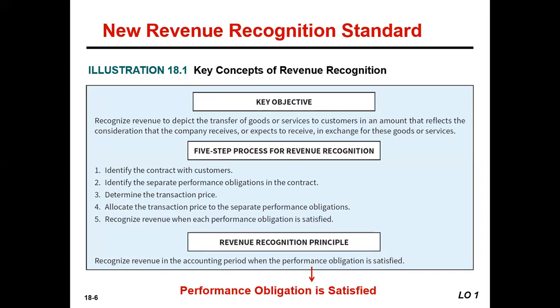First, identify the contract with customers. Second, identify the separate performance obligations in the contract. Third, determine the transaction price. Fourth, allocate the transaction price to the separate performance obligations. And fifth, recognize revenue when each performance obligation is satisfied.